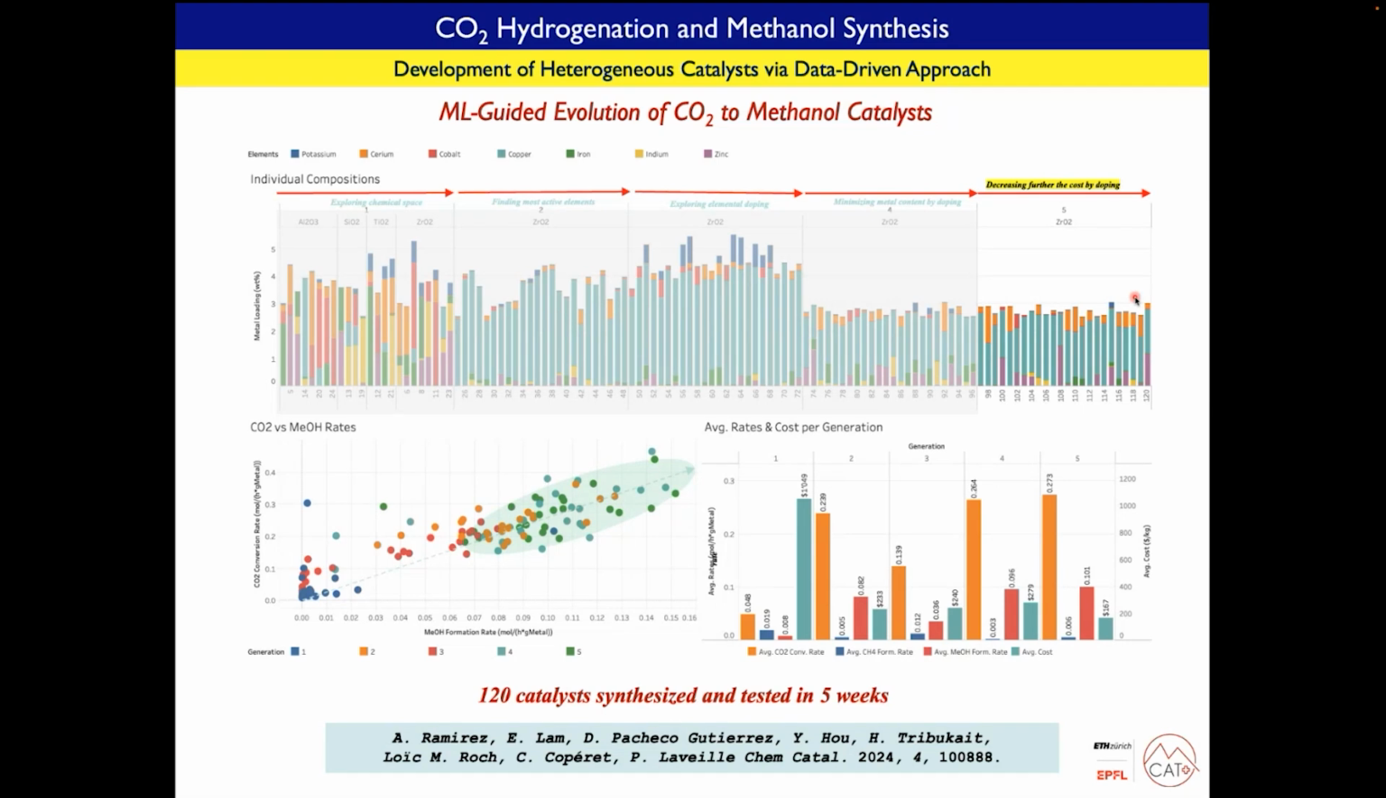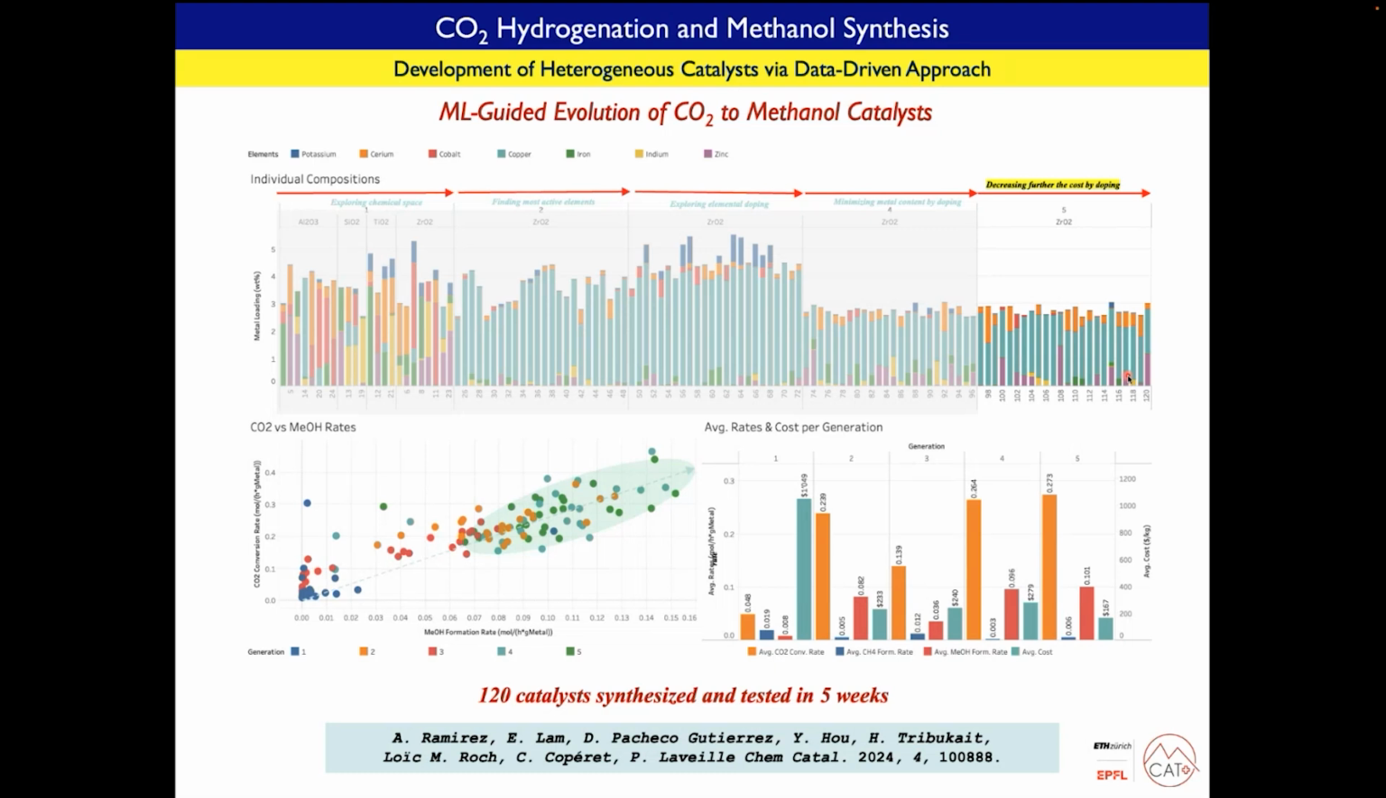So with that in hand, within 5 weeks, we were able to obtain catalysts which, in terms of activity, were as good as the best catalysts that we have produced in our lab in the last 5 years, which shows the efficiency of using a Bayesian optimizer to develop systems.